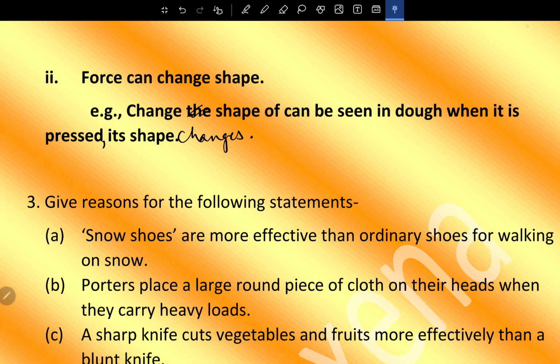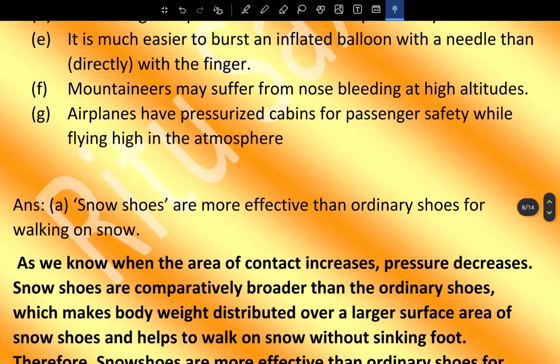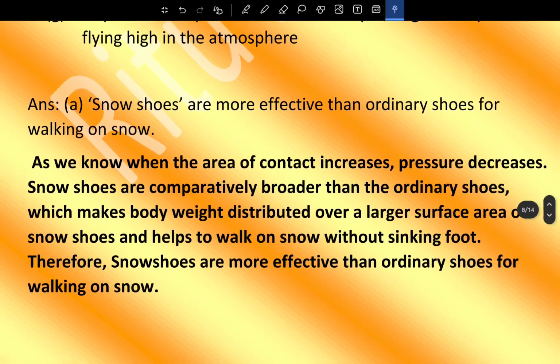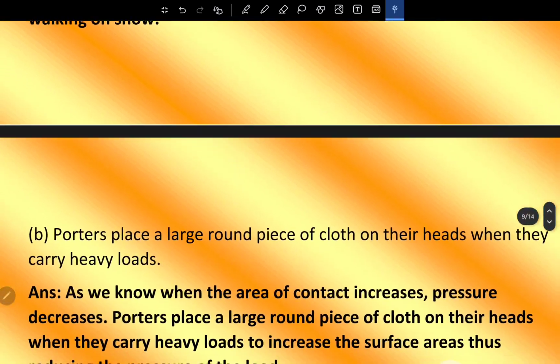Now give reason for the following statements. These are the questions for which reasons have to be given, so let's discuss the reasons. Snowshoes are more effective than ordinary shoes for walking on snow. As we know, when the area of contact increases, pressure decreases. Snowshoes are comparatively broader than ordinary shoes, which makes body weight distributed over a larger surface area and helps to walk on snow without sinking the foot. Therefore, snowshoes are more effective than ordinary shoes for walking on snow.